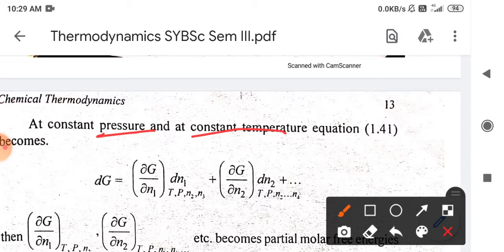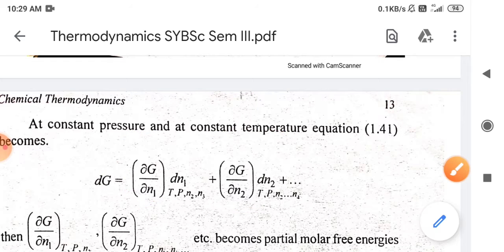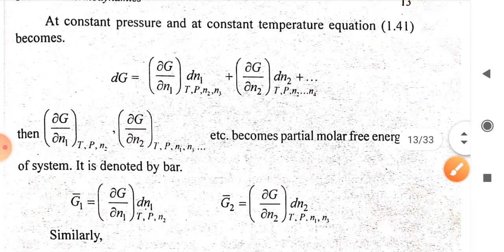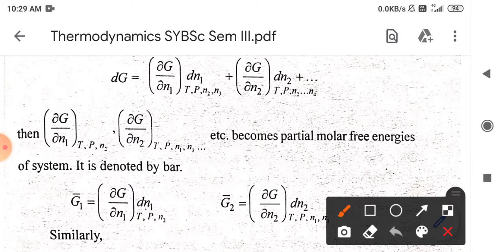If we keep these two variables, pressure and temperature, constant, we can certainly predict the change in the Gibbs free energy for the given system based upon the change in the number of moles of a specific component, either the first component or the second component. Likewise, for this change in the property of a system, here we are studying Gibbs free energy, or simply the free energy. So the change in free energy with respect to the change in the number of moles of that specific component is called the partial molar free energy of a system.